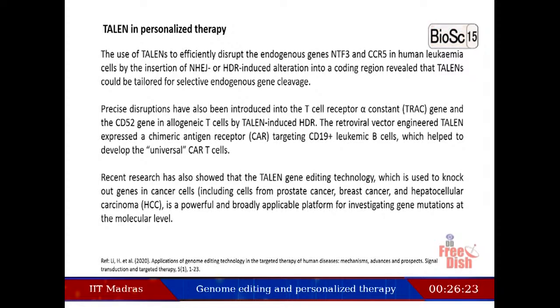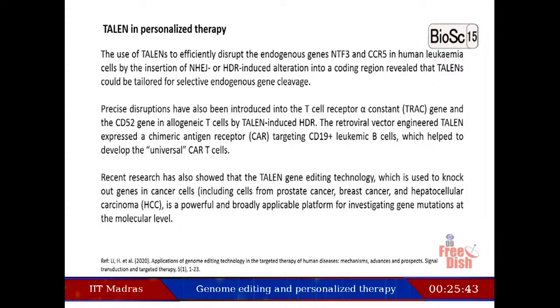The application of TALEN in personalized medicine. The use of TALENs to efficiently disrupt the endogenous genes in human leukemia cells by the insertion of NHEJ or HDR induced alteration into a coding region revealed that TALENs could be tailored for selective endogenous gene cleavage. Precise disruptions have also been introduced into the T cell receptor alpha constant and CD52 genes in allogeneic T cells by TALEN induced HDR. The retroviral vector engineered TALEN expressed a chimeric antigen receptor targeting CD19 positive leukemic B cells, which helped to develop the universal CAR T cells.